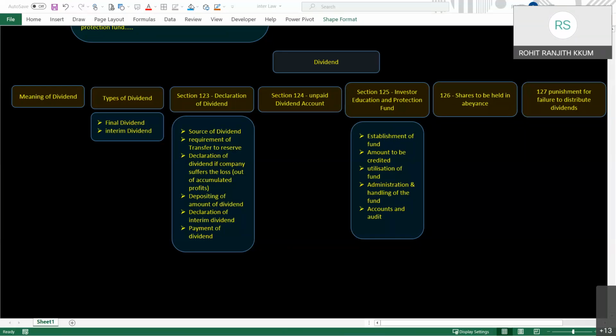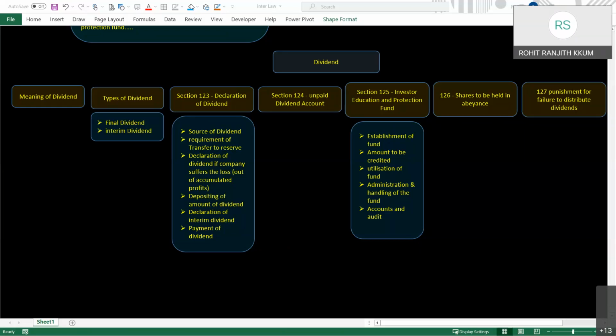What do you mean by final dividend? When I ask this question, many students may think final dividend means the dividend issued at the end of the year. I know many students have this conception. So the dividend issued at 31st March year end is known as the final dividend, right? That's what you're thinking? No, it's not like that.